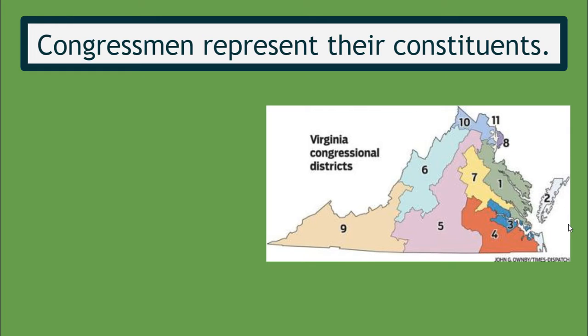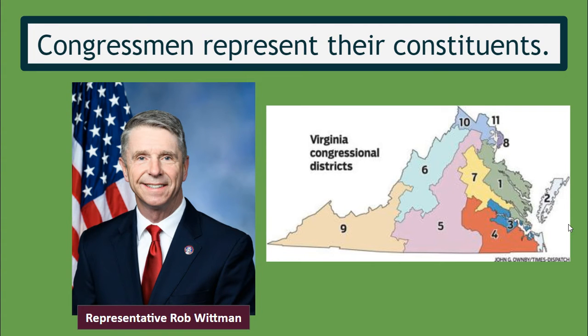Congressmen represent their constituents. So remember that there are two senators in every state. So the state of Virginia has two senators representing it in the Senate and Congress. And there are 435 representatives in America because there are 435 districts. So in Virginia, you can see on this map that there are 11 districts in Virginia. Your representative in the House of Representatives is Representative Rob Whitman. He represents the 1st District, which is where you live in Hanover. So whenever Rob Whitman is making decisions as a congressman, he is thinking about the constituents that he represents.